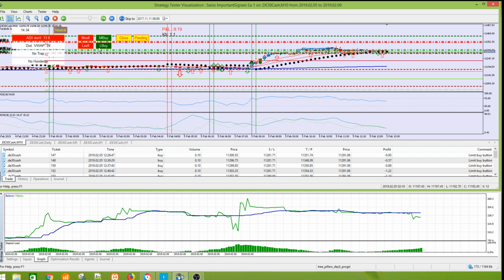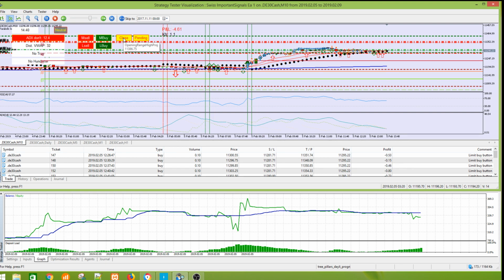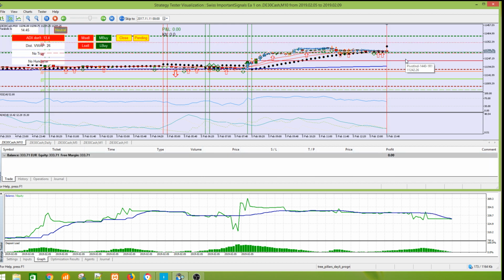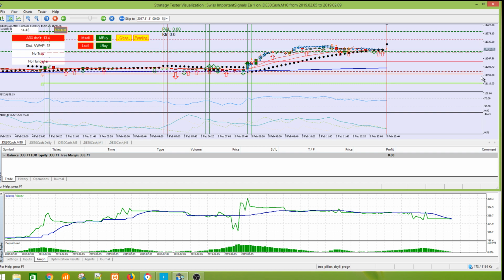ADX is so low, the buttons are blocked. I'm not allowed to buy because we have no volatility. That's often the case in the early afternoon. I just watch how this develops. We have inside bars, outside bars. We are really in a sideways range, and sideways ranges are very dangerous.